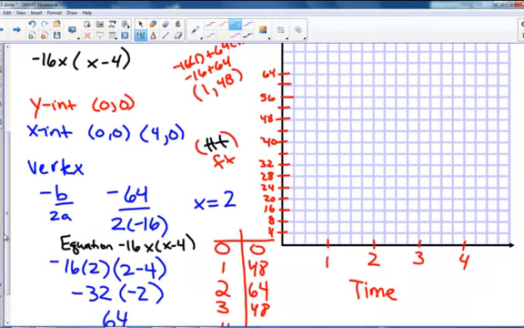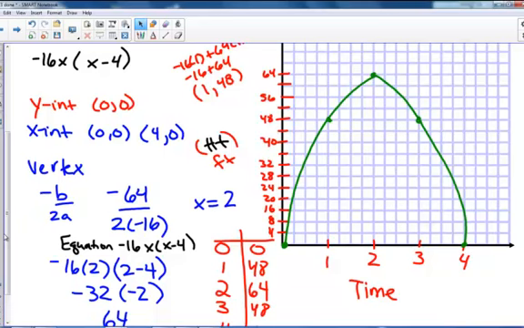So our points plotted are 0, 0, and 4, 0, 1, 48, and 3, 48. And then 2, 64 is our vertex. This is our parabolic curve. This is the data that makes sense. The other data should be excluded from a domain. And if you look at the line of symmetry and fold these on top of each other, they should be a perfect mirror image. My graph could probably be a little bit better, but hey, you do your best every day.